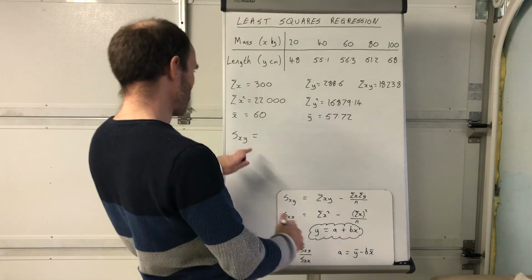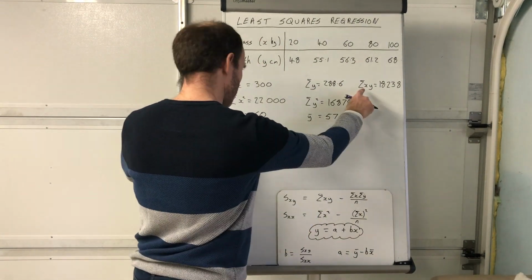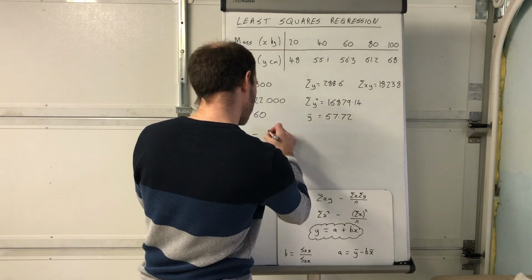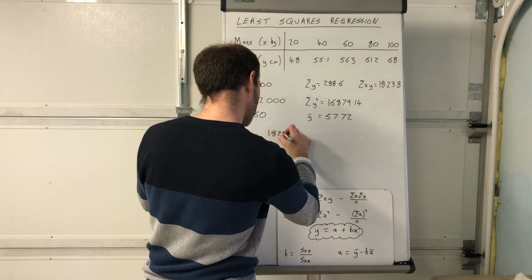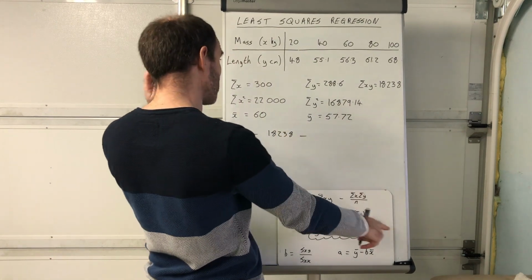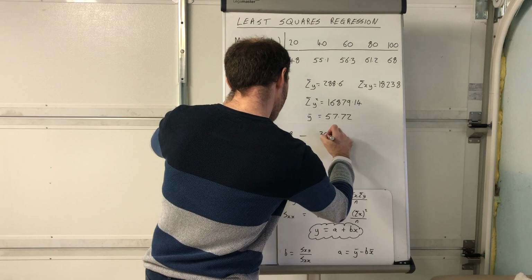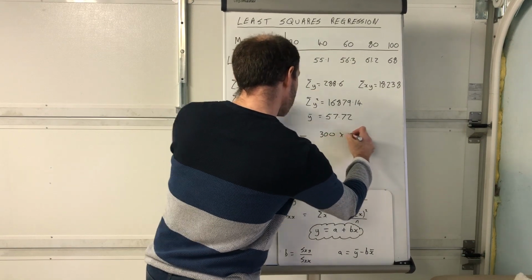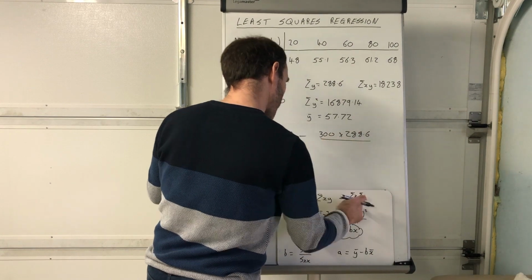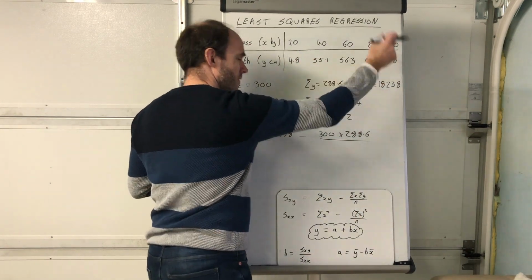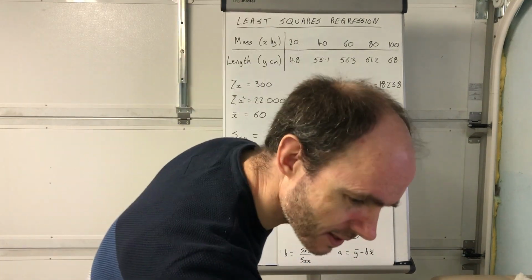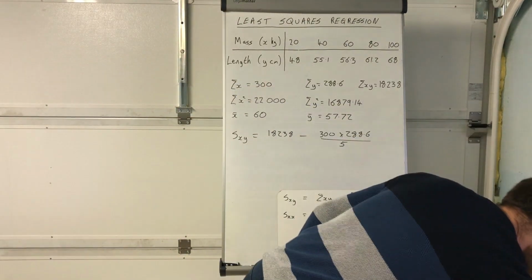So Sxy, that's going to be sigma xy first, so that's 18,238, and then subtract sigma x times sigma y, so 300 multiplied by 288.6, divided by n, and we can see there's 5 data values. So the first thing to do is calculate that.